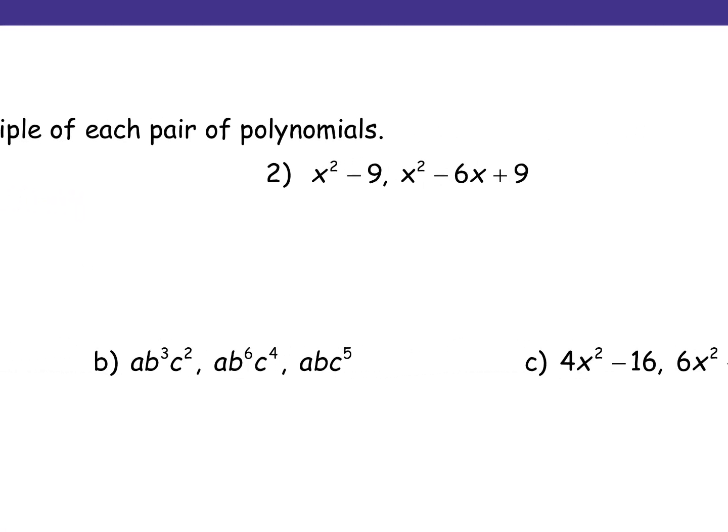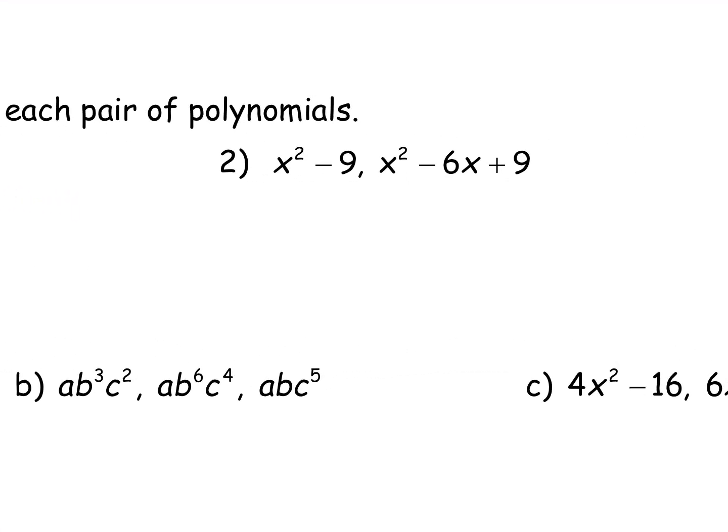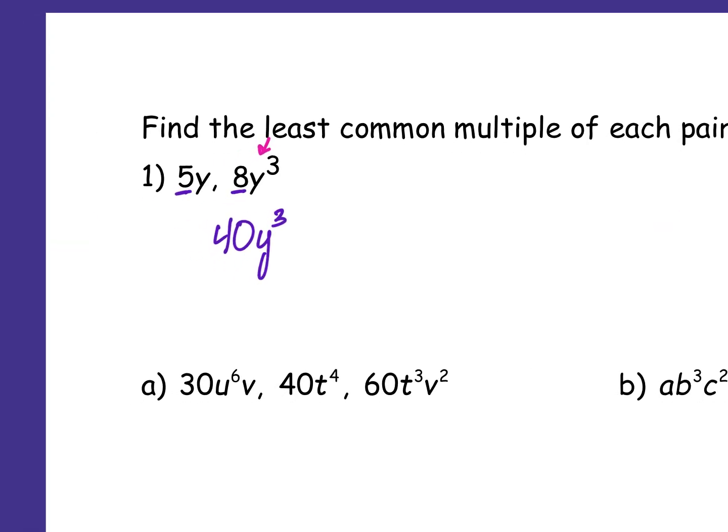And then this one is just a little different. This one I need to factor first. Okay? So I'm going to factor both of them. So this first one factors to x minus 3 and x plus 3. And the second factors to x minus 3 and x minus 3. So basically what we're trying to do is find my common denominator. And that's what we did here. Let me zoom back here. This is what we did here, is we found the common denominator between those two numbers, okay?